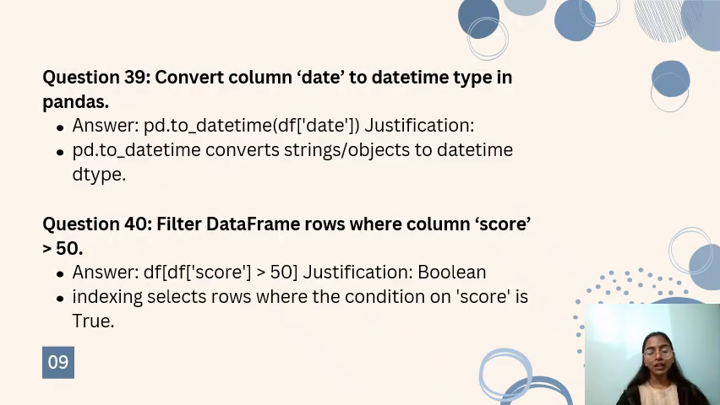Moving towards question number 39. Convert a column date to datetime type in pandas. Its answer is pd.to_datetime(df['date']). Justification is pd.to_datetime converts a string or object to a datetime type. Question number 14. Filter data frame rows where column score is greater than 50. Answer is df[df['score'] > 50]. Justification is Boolean indexing selects rows where the condition on score is true.